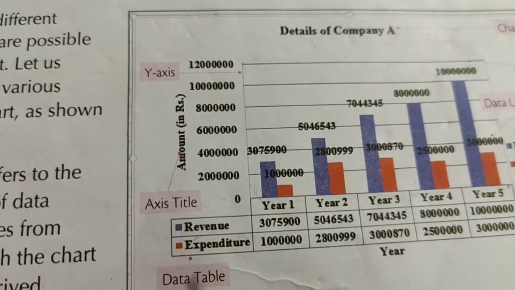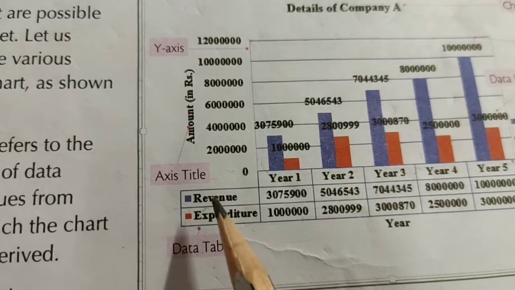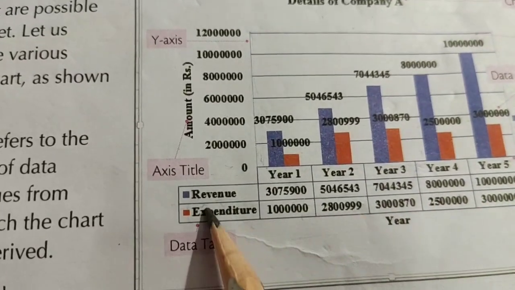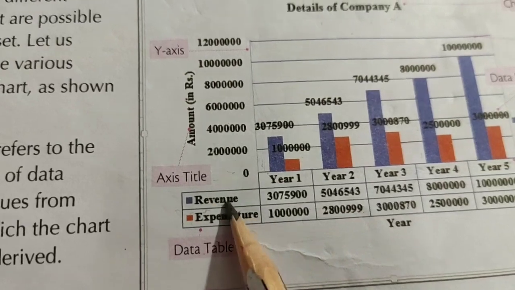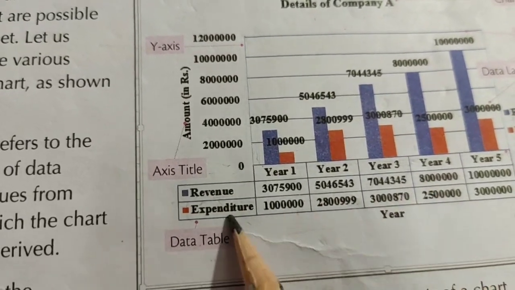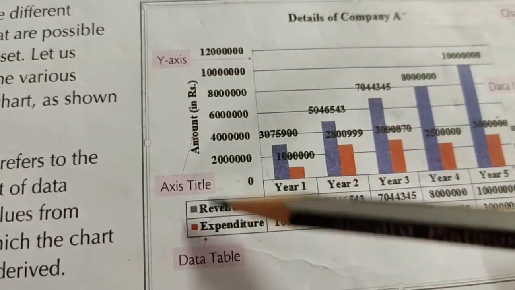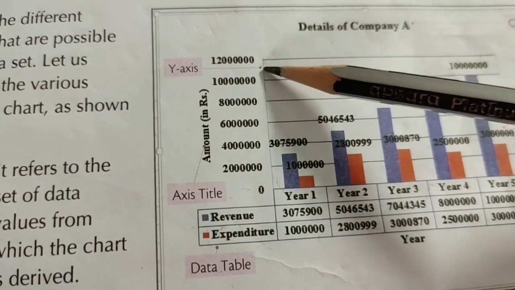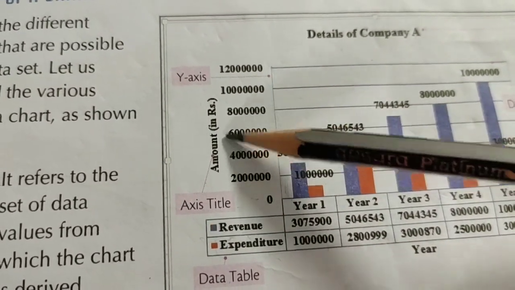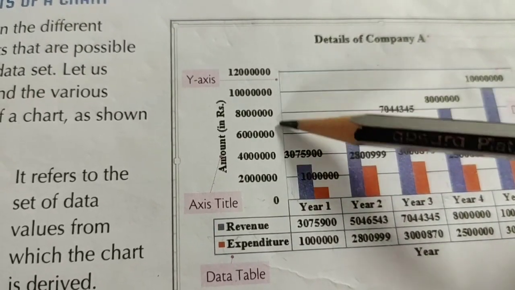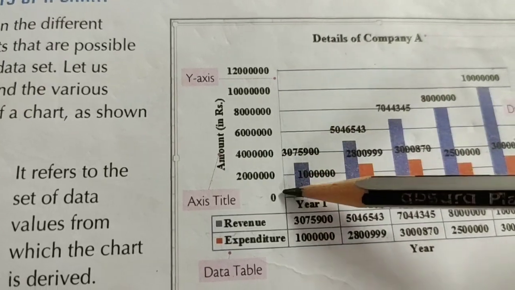Now comes the data table. Here is revenue and the expenditure table. Revenue is this one and the expenditure is this one. This whole we call a data table. Now comes the axis title. This is the amount in rupees. The title of what is plotted on the y-axis, this we call an axis title.